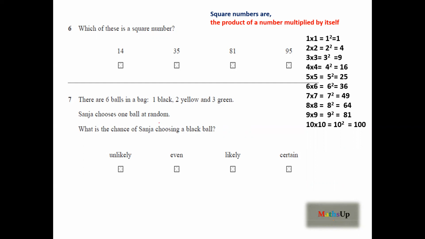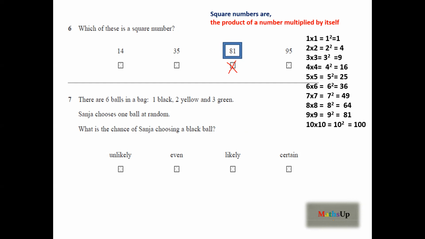So we'll go back to the question. So we have 4 options: 14, 35, 81, and 95. The correct answer is 81 because 81 is 9 times 9. 9 squared is 81.